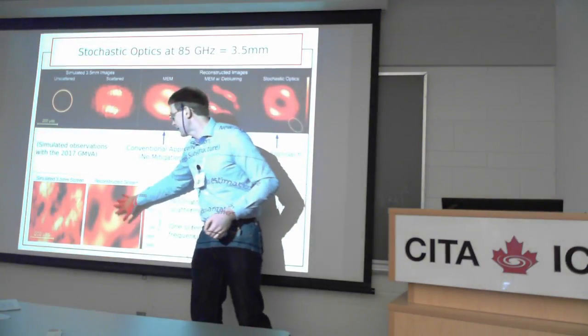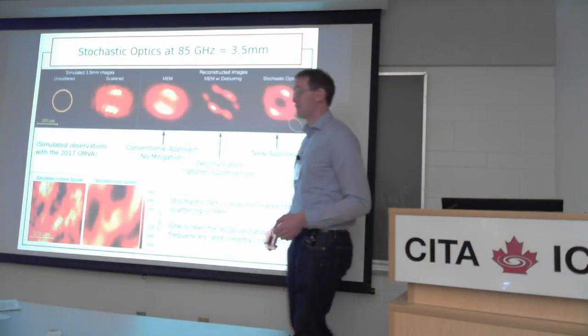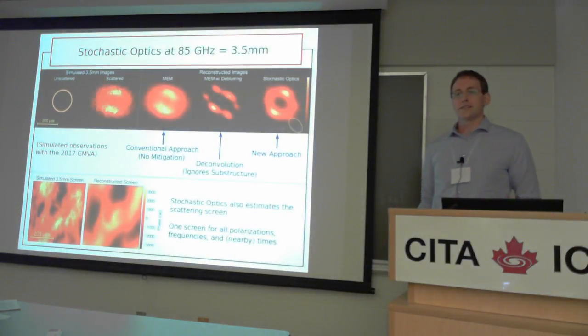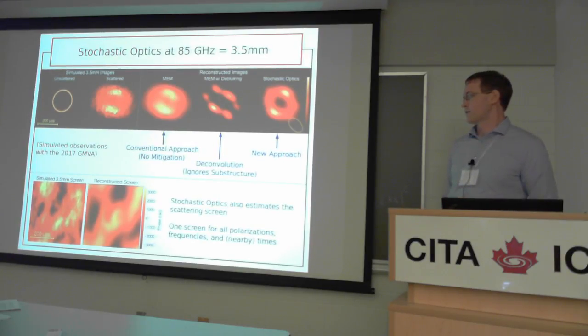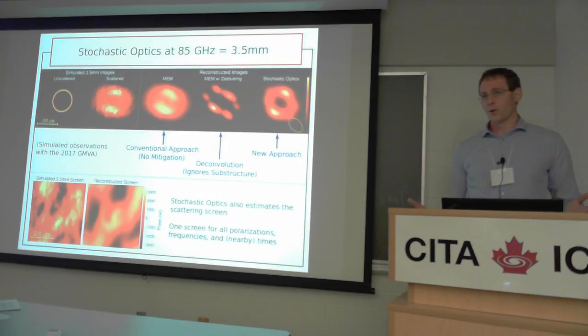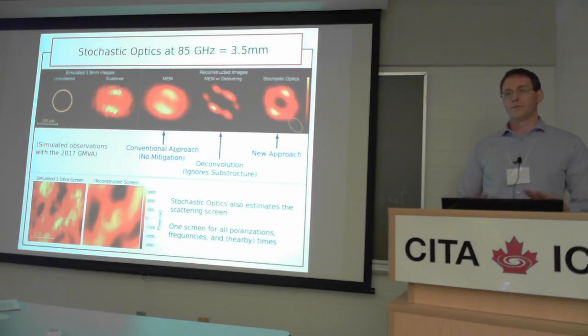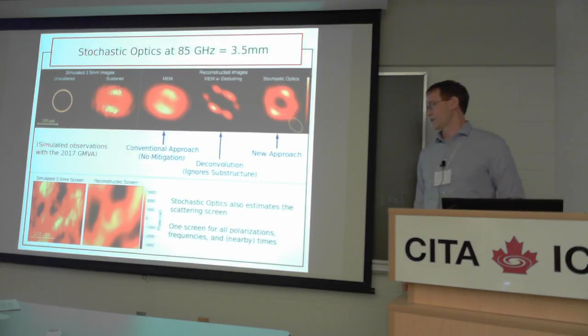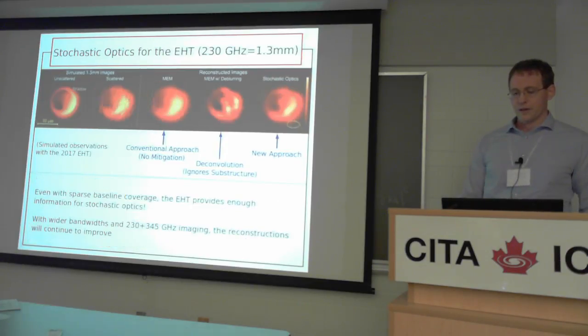So here you can see the reconstructed screen versus the true screen. It doesn't get all the fine scale structure, but it basically gets the structure down to the resolution of the interferometer. And this one screen then would describe the scattering at all polarizations and actually at all frequencies. And also, if you had observations over a few days, you could even use the same screen and model it in a frozen screen framework or something. So there are a lot of ways to combine this and maybe do better.